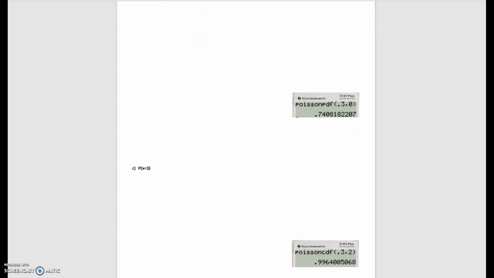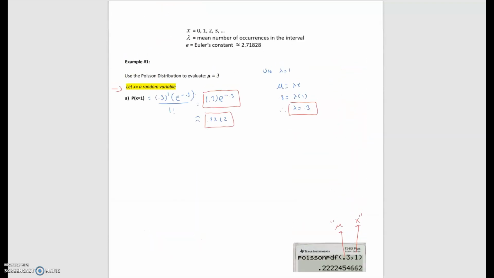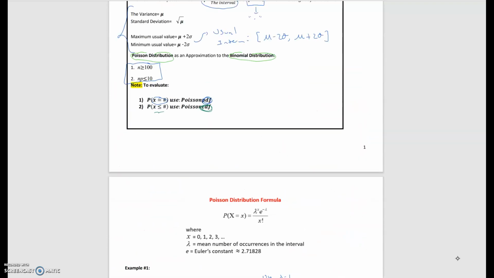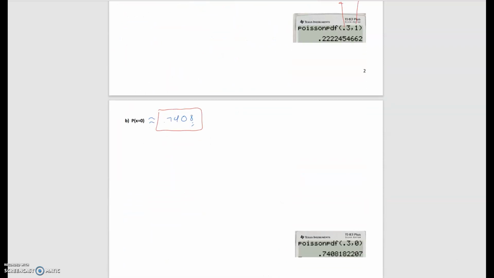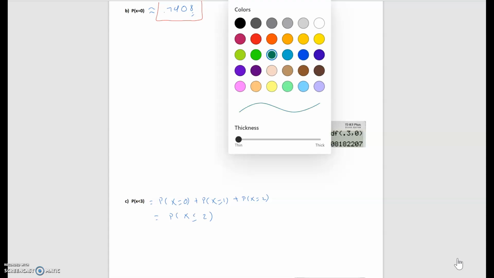Let's take a look at C. Now, C is a little bit tricky because it has a less than. And the code, in this case, the most appropriate one will be the CDF. That one uses less than or equal. So for this one, since we're using less than 3, this is going to represent the probability of x equal to 0 plus the probability of x equal to 1 plus the probability of x equal to 2. Or you could also evaluate the probability of x less than or equal to 2, but using the proper code, which in this case will be the CDF.